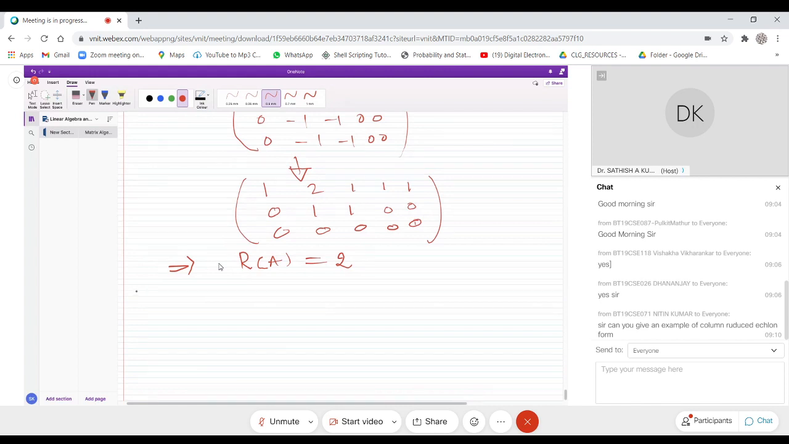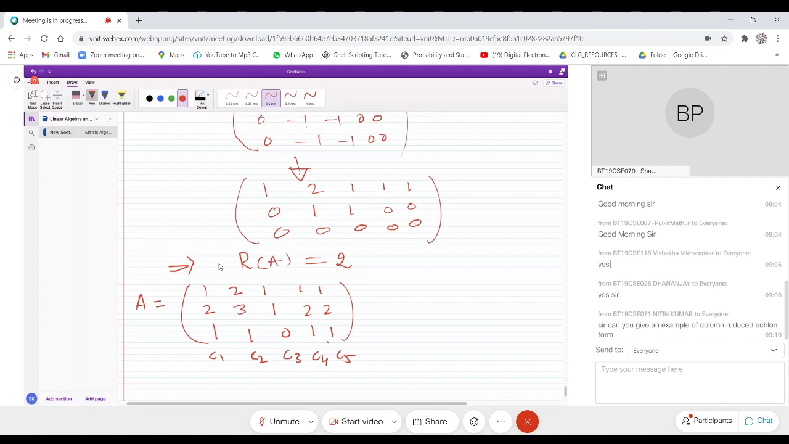Now we'll use the column operations. So we have a matrix A, let us write the matrix once again: 1, 2, 1, 1, 1; 2, 3, 1, 2, 0; sorry, 2, 2, 1, 0, 1, 1, 0, 1, 1. Now let us look at the columns. This is my column C1, this is C2, this is C3, and then C4, and then C5.